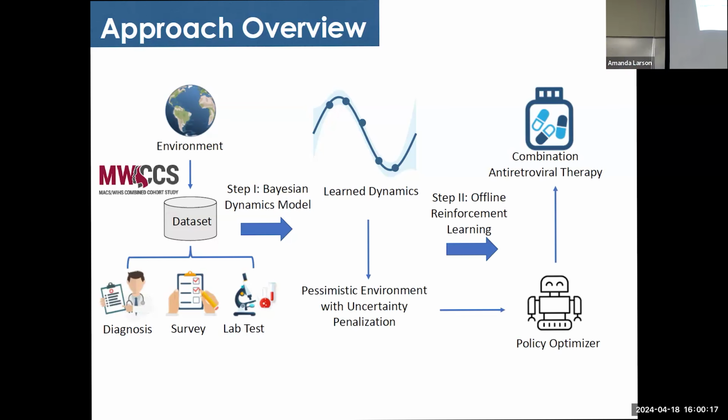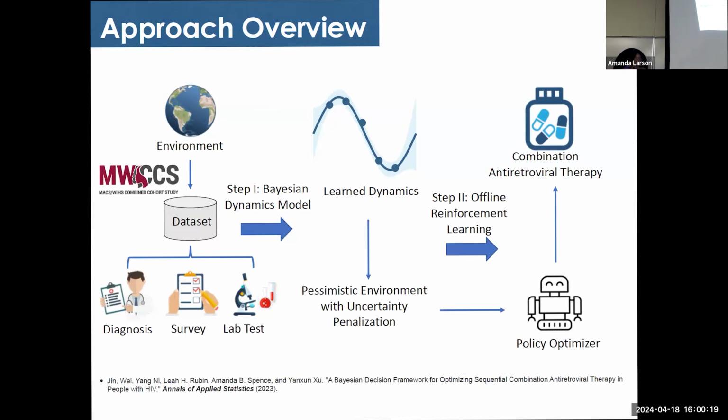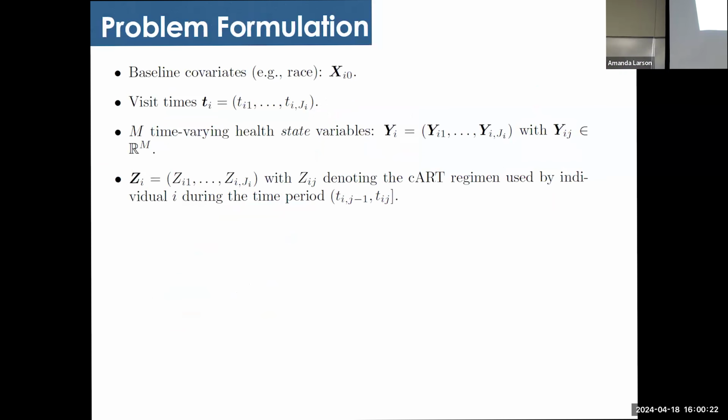Let me give you a little more detail about this approach. The problem formulation is as follows. We assume we have baseline covariates, like race and ethnicity, that do not change over time, denoted X_i0. We denote t_i as the visit times, t_i1 to t_iJ_i, so each person has J_i visits. We also assume we have M time-varying health state variables, like BMI, kidney function, and CD4 count. Similarly, we have Z_i as the treatment.